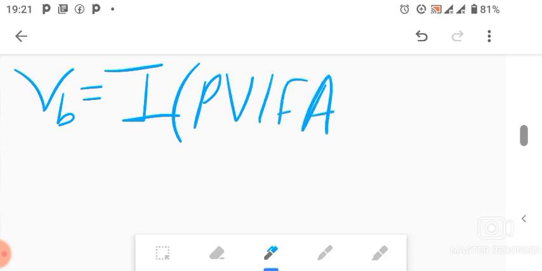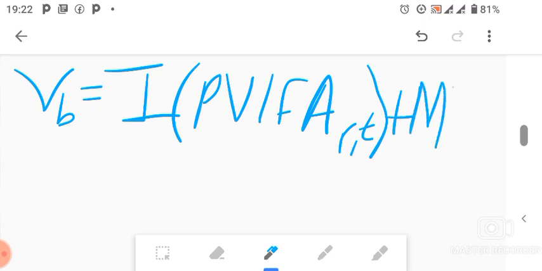PVIFA. I'm sure these terms are now looking familiar now that you've gotten some idea on what time value of money is about. This stuff in the brackets will now be at least a bit familiar. You put that PVIFA in the brackets, then add MV. What is MV? Maturity value. Multiply it by PVIF. Sorry for the space there, it's supposed to be in one line. That's the formula for calculating the value of a bond.